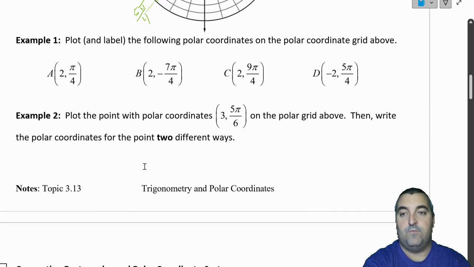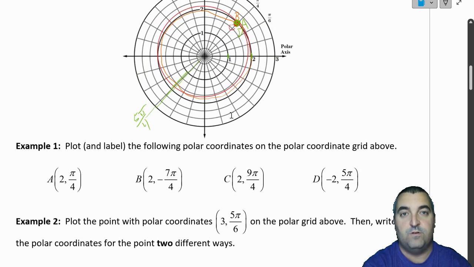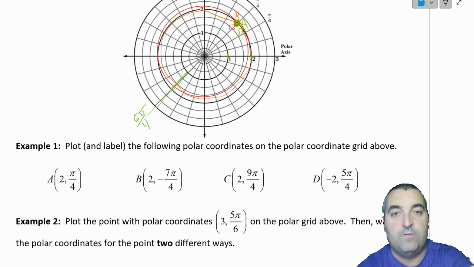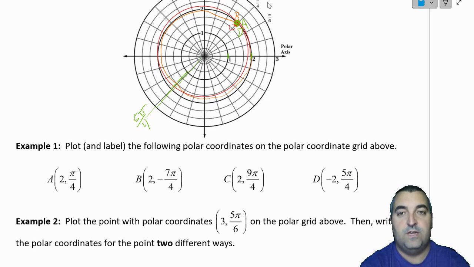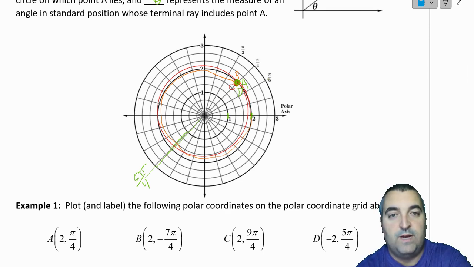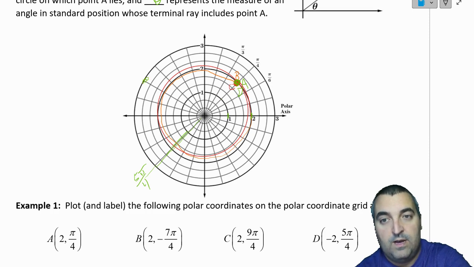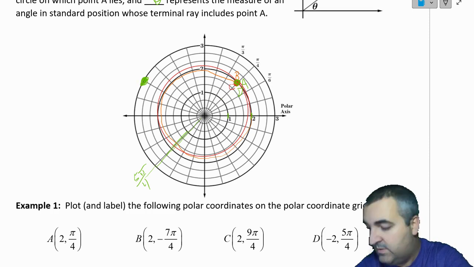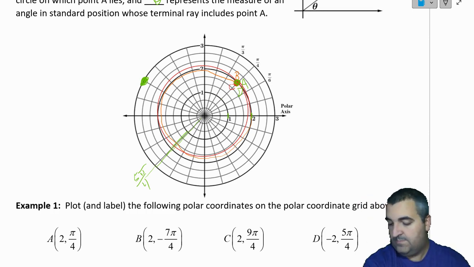All right. We're going to do example 2 real quick, which builds off this. It says plot the point with polar coordinates 3, 5 pi over 6 on the above grid. So I'm going to go out 3 circles, which is on the very edge, and then 5 pi over 6. These are cut into 12ths, so pi over 6 is the second one from the x-axis. So 5 pi over 6 will be the second one on the third circle. So this right here is the point.